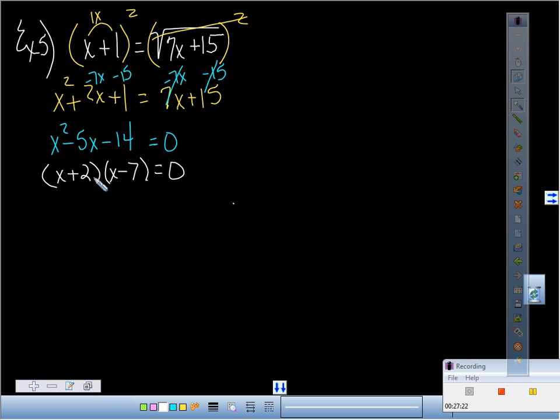Now, if x plus 2 is the factor, what's the root, the solution? Negative 2. If x minus 7 is the factor, do y'all see what's happening? All that stuff that you were supposed to have learned is coming back into play. What's the root? 7. Now, y'all, let me show you something, because I already foresee a problem.